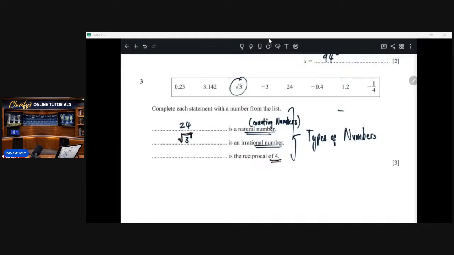Reciprocal of 4. You do this again when you do types of numbers. When they say reciprocal, they mean the flip. Reciprocate is to flip something. So when they say reciprocal of 4, it's like saying flip 4. 4 is the same as 4 over 1. When you flip it, it becomes 1 over 4. So the reciprocal of 4 is 1 over 4.